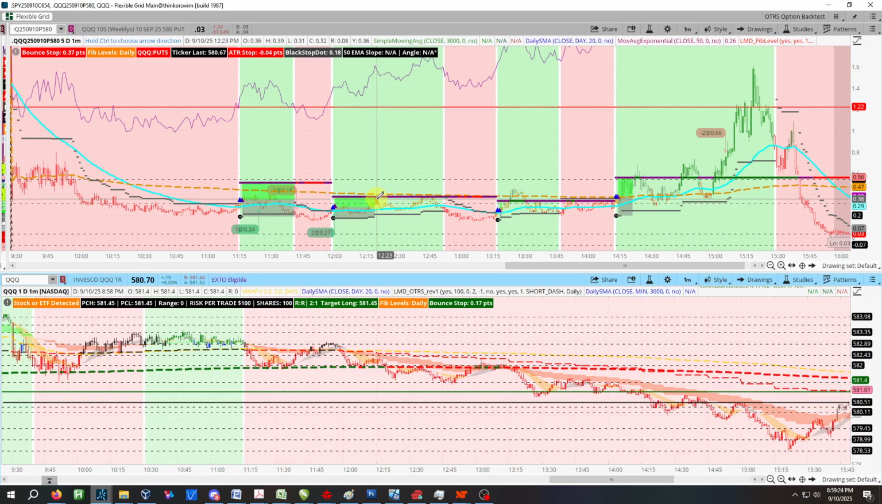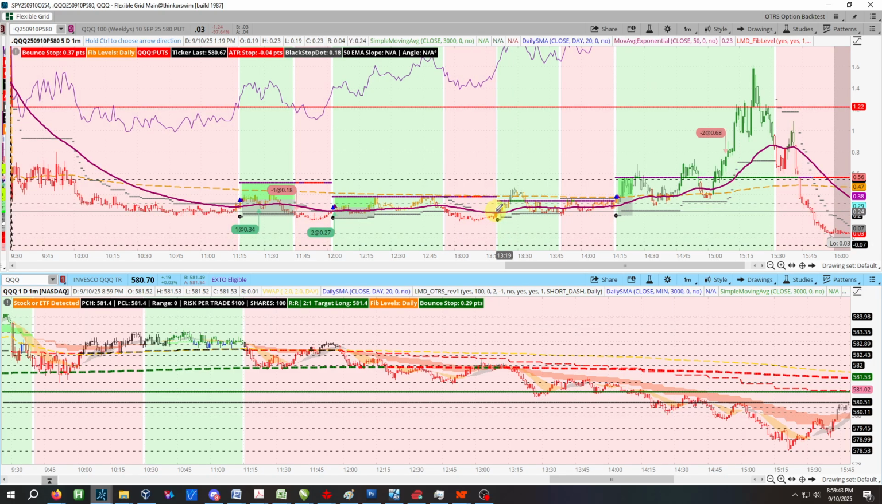I was looking for a nice move. So it hit the 1R target, came back, and it would have stopped me out right over here. But again, if I was going for 1R, that trade worked. But like I said, I wasn't looking for 1R. It gives another play right here.